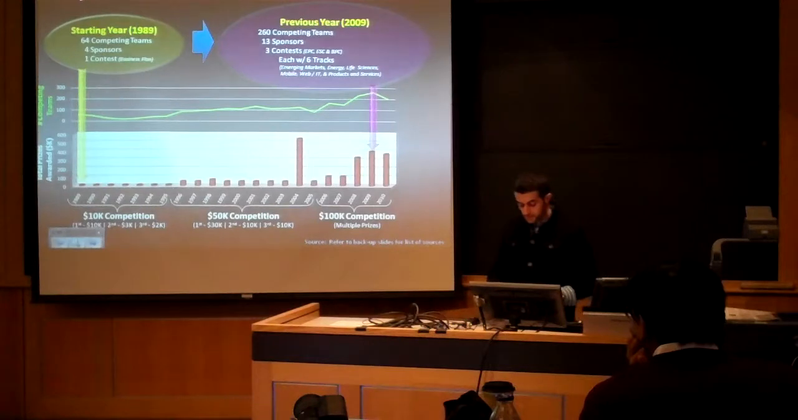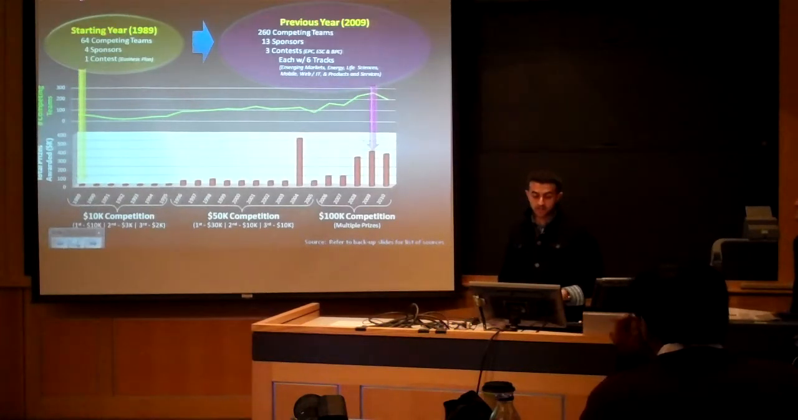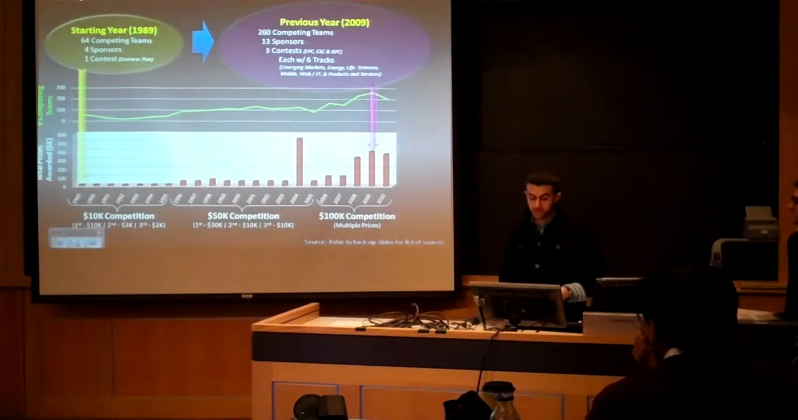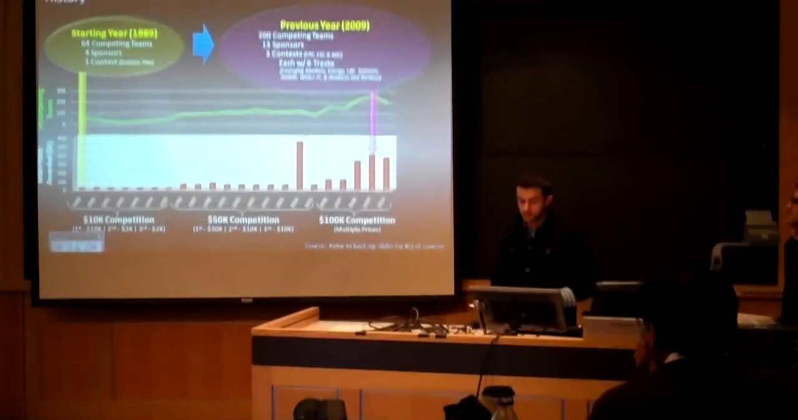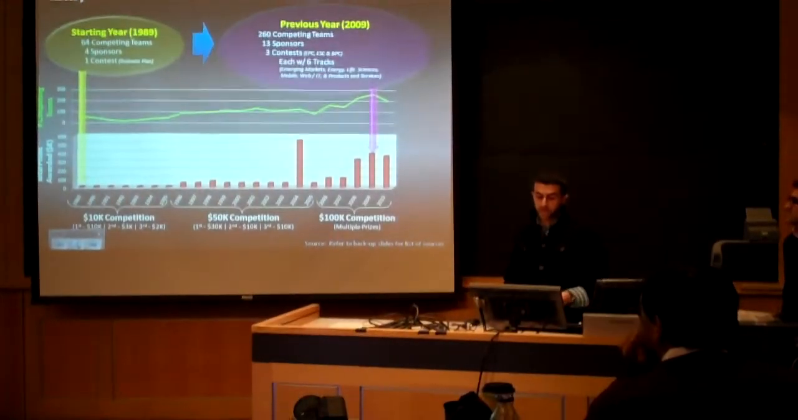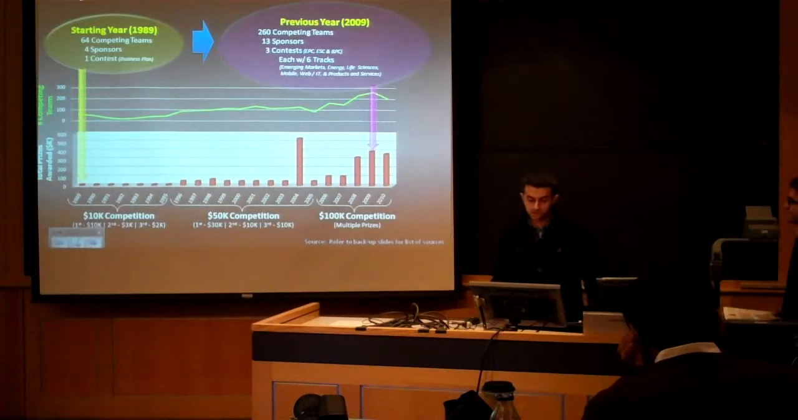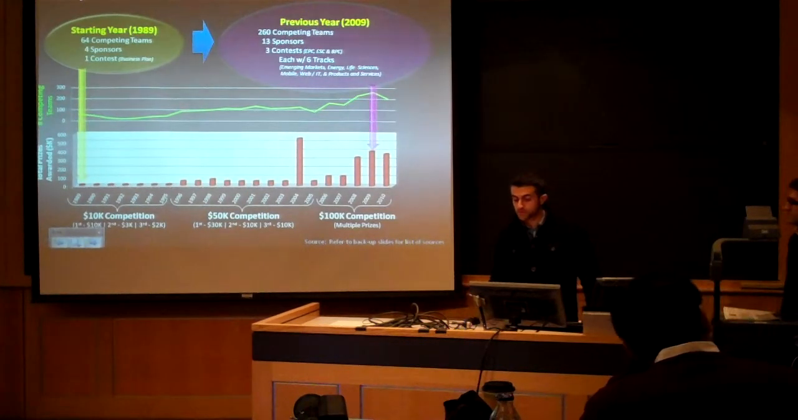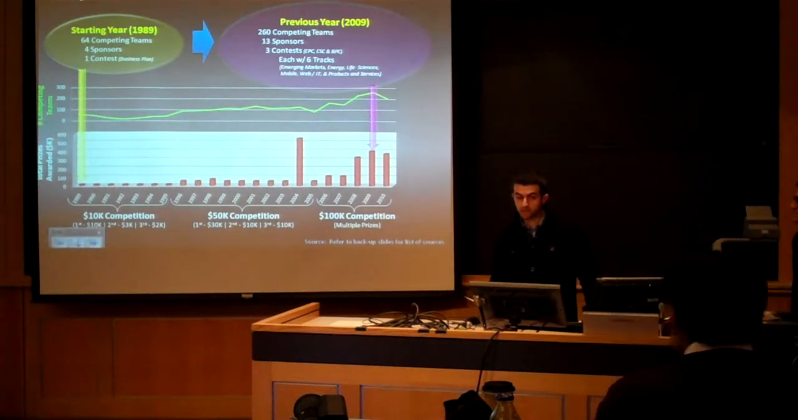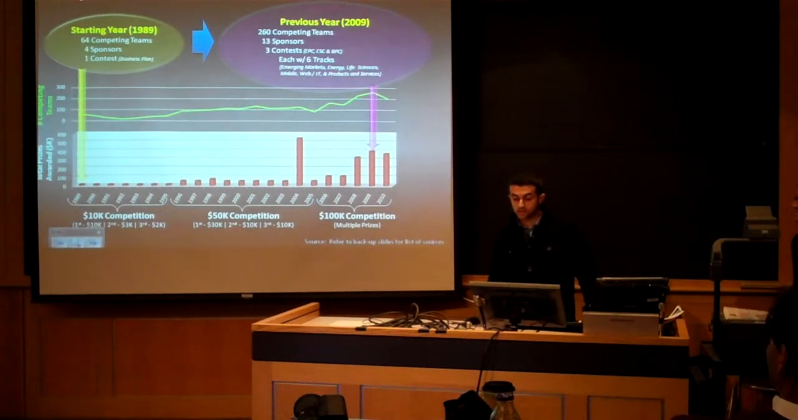A brief history about the competition. It started in 1989, and it was initially branded as 10K competition. It was rebranded in 96 to 50K, and in 2006 it was again rebranded to 100K. In its first year, they had 64 competing teams, 4 sponsors, and mainly 1 contest. In 2009, they had 260 competing teams, 13 sponsors, and 3 contests.